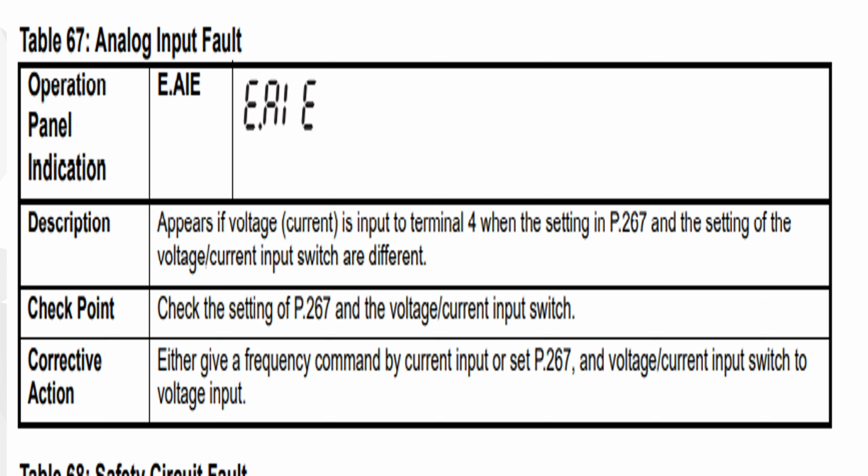So what do we have to do? There are two solutions. One, we change our sensor input, or second, we change the setting. In parameter number P.267, if current is set, we have to change it to voltage. If voltage is set, we have to change it to current. By this, it will be resolved. For this, any kind of repairing is not required. If we do these activities, the problem will be resolved.